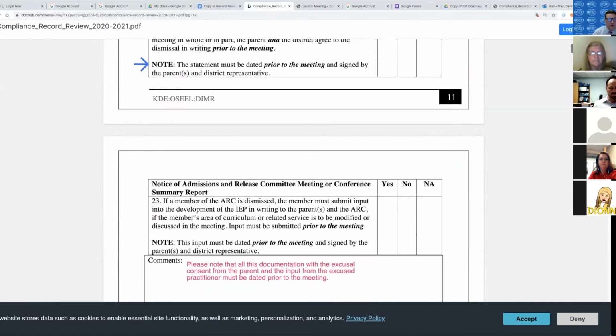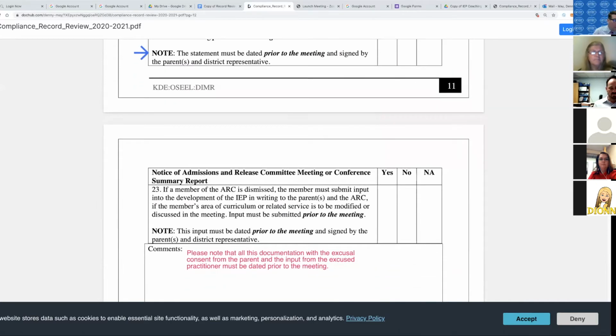And then 23 talks a little bit more about this. If a member, and again, you're looking at the notice of admission release committee meeting and the conference summary report to see if there's any documentation in regards to this. And what would key you into looking for this would be if you invited this person, but then they didn't sign. So you would look to see if there was an excusal letter when you're reviewing the file.